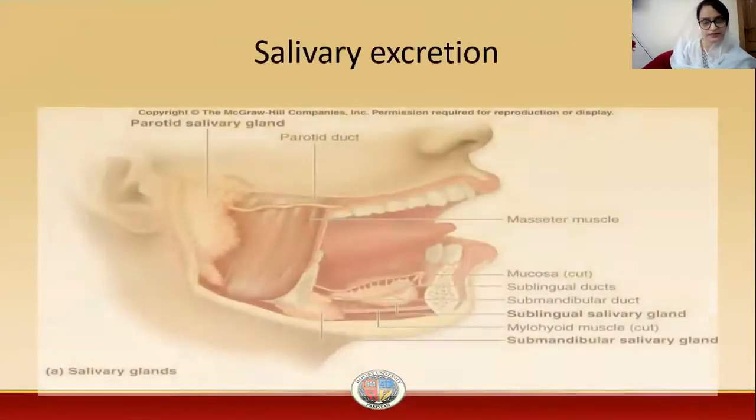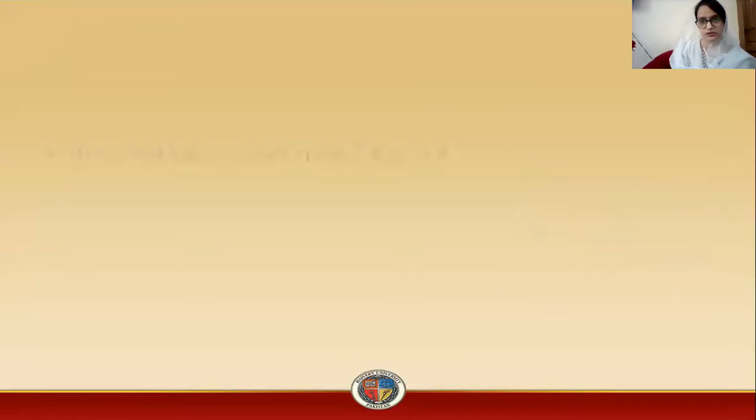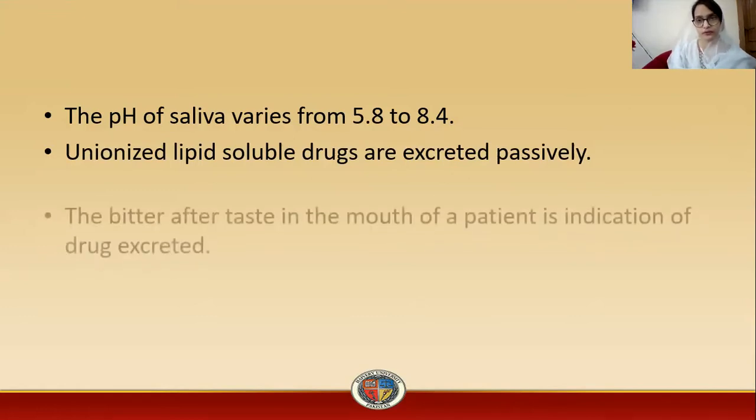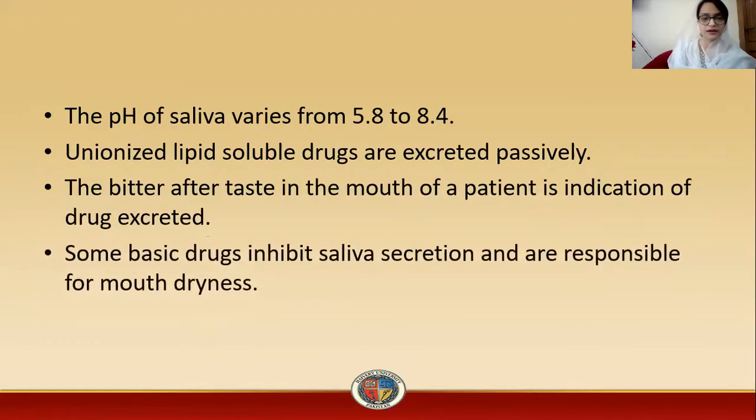And then comes the next, salivary excretion. What happens to the drugs which undergo salivary excretion? The pH of saliva varies from 5.8 to 8.4. Unionized lipid-soluble drugs are excreted passively through this process. The bitter aftertaste in the mouth of the patient is an indication of drug excreted. The bitter aftertaste which we experience after taking some drugs is due to the drug excretion that is happening in the saliva. Some basic drugs inhibit saliva secretion and are responsible for mouth dryness.